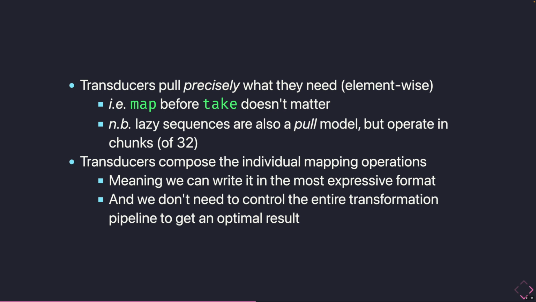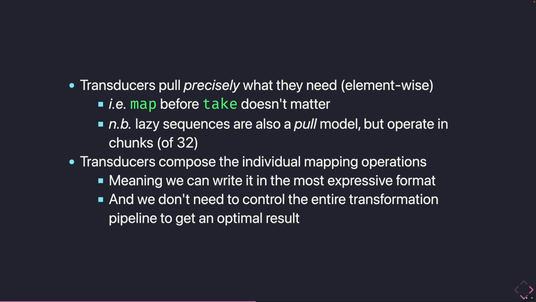If there's a take one at the end of that transducer process, it's just going to take one element and it's going to eagerly reach back through that process and say, give me one. And perhaps what happens prior to that is a mapping, so we're going to map one. And perhaps what happens prior to that is reading one line from a file, and we're going to read that one.